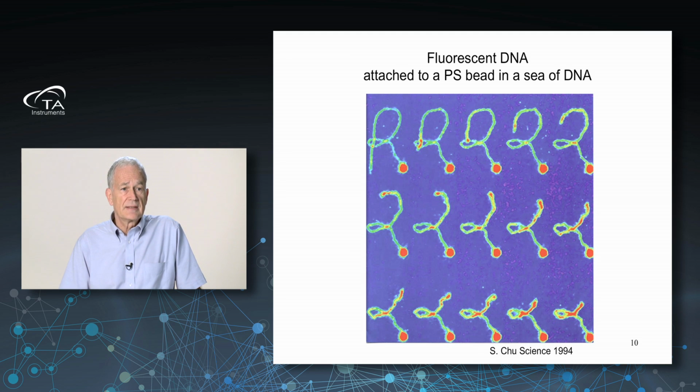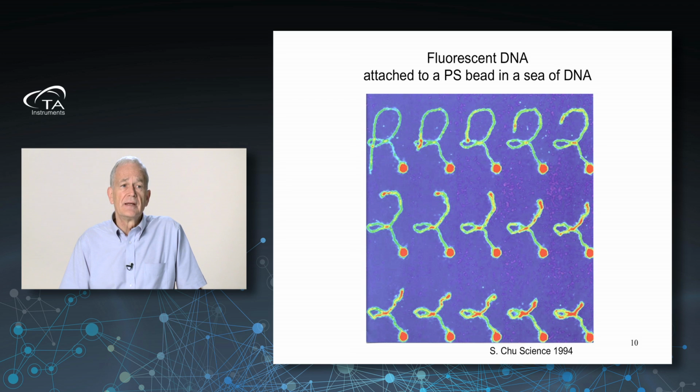Steven Chu at Stanford got the Nobel Prize in 1997 in physics for these kinds of experiments. What we see in this slide is a red dot, a polystyrene bead that Chu and his coworkers could move with a laser. They're called optical tweezers, so you can actually move little things around in a liquid.